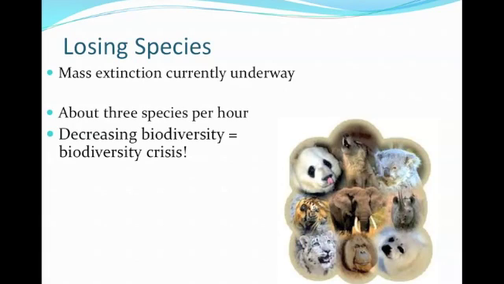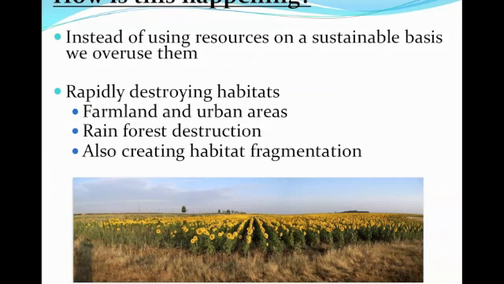Animals are becoming extinct way too quickly or threatened. And the reason for this is we are not using our resources on a sustainable basis. Sustainable basis means you don't use them too much, so you don't kill the resource and you don't lose the entire resource. Instead, you take a little at a time, allowing it to also flourish as you're using it.